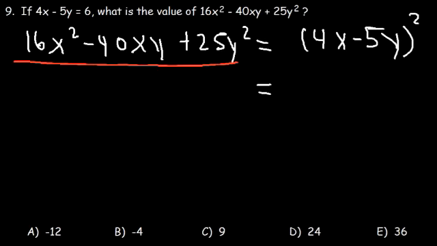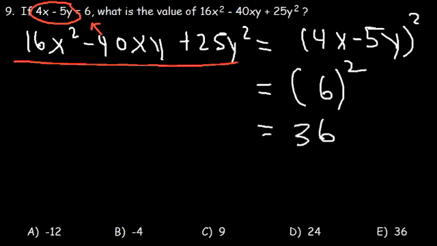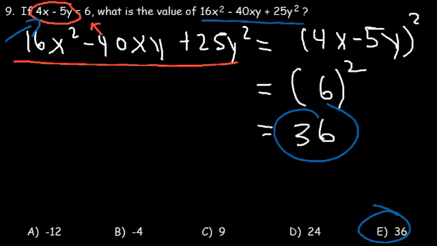Now we know that 4x minus 5y is equal to 6. So if that's the case, we can replace 4x minus 5y with 6. So therefore, the left side is equal to 6 squared, which is equal to 36, and that's the answer. So it's E. You just have to realize that by squaring 4x minus 5y, it equals the value of 16x squared minus 40xy plus 25y squared. So therefore, all you have to do is square 6, and you'll get the answer.